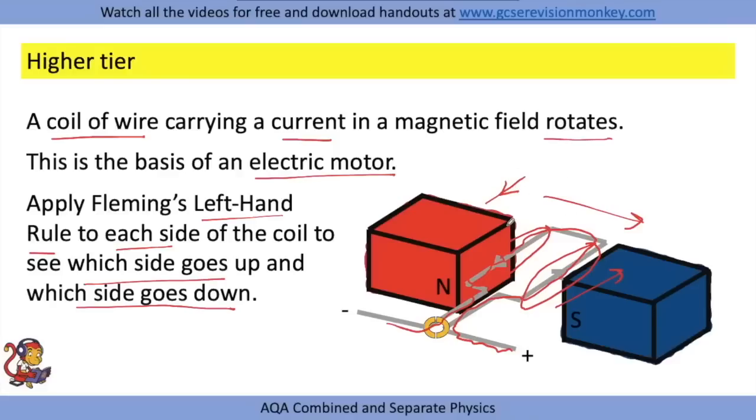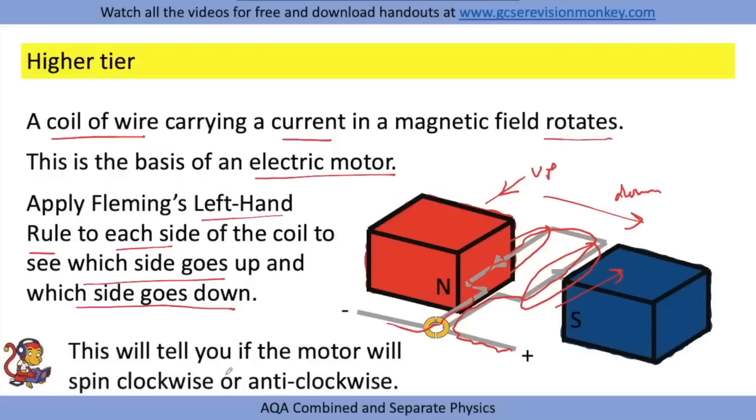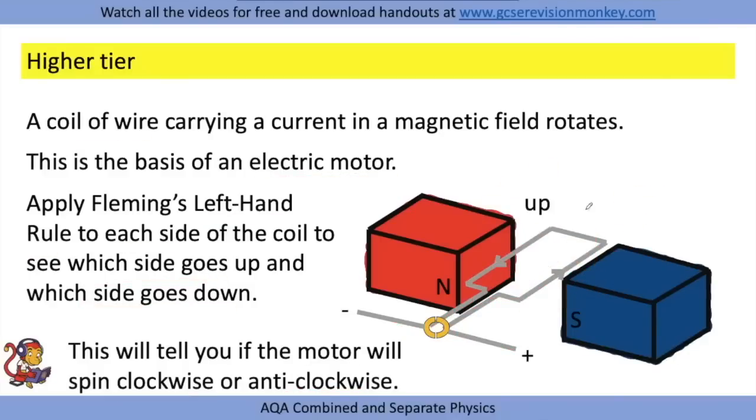So if you apply Fleming's left-hand rule to that, you will see that this side will be going up, and this side will be going down. And this will tell you if the motor spins clockwise or anti-clockwise. So in this case, if this side of the motor goes up and this side goes down, then we must have a clockwise motion on the motor.